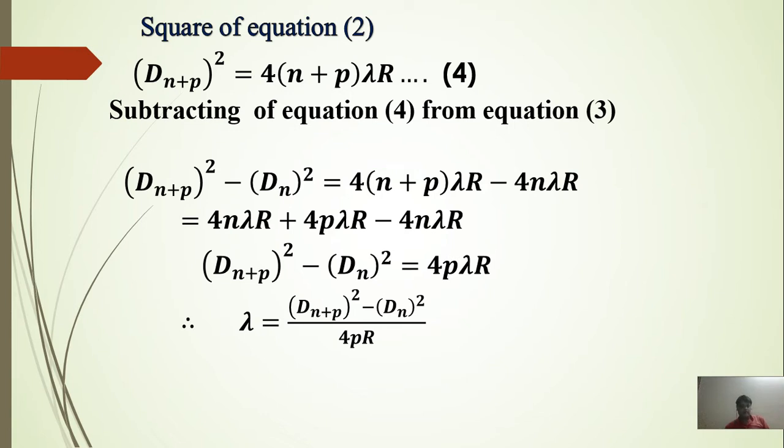Is that clear? So we find the wavelength of the monochromatic light with the help of Newton's rings. First we obtain the Newton's rings by the Newton's ring apparatus. Second, find the diameter of the nth order dark ring and the (n+p)th order dark ring.